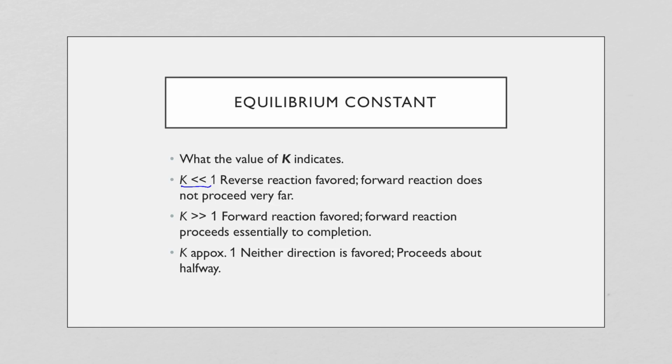If we think about that mathematically, since it's always products over reactants, if we have a large amount of product concentration, our ratio is going to be greater than 1. It's bigger than reactants. If K is approximately 1, then we have a fairly equally favored reaction; it proceeds about halfway, if you will. But typically we're going to lie in one of these two scenarios. So we can look at a sample of each one.